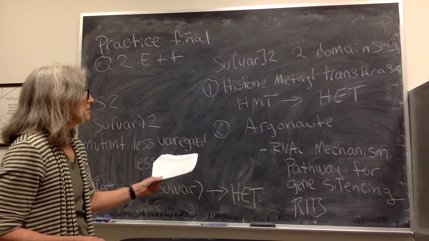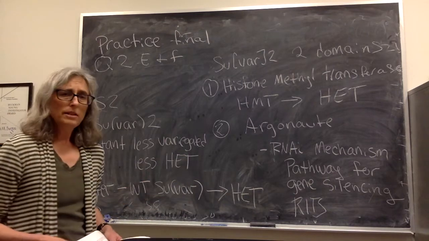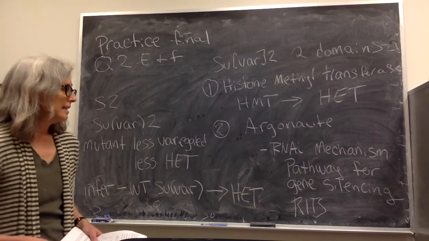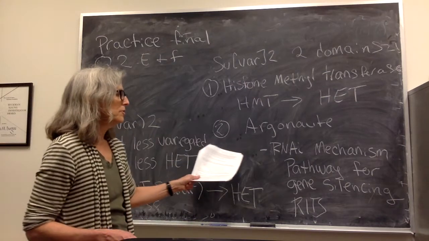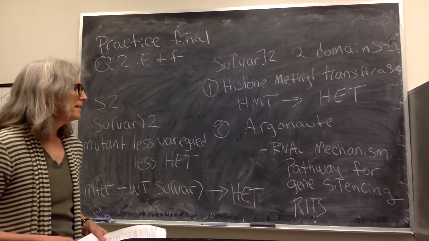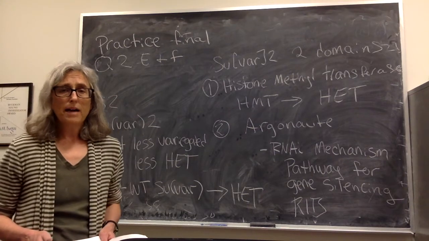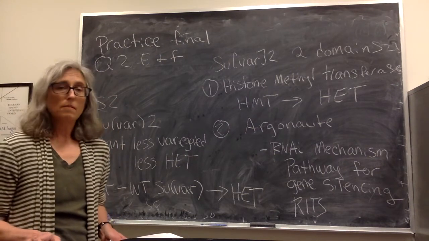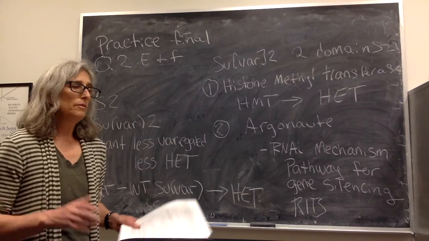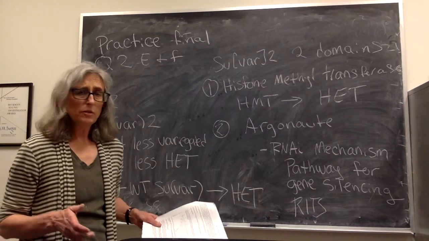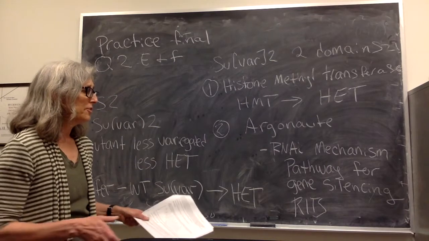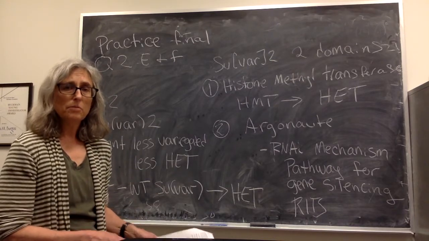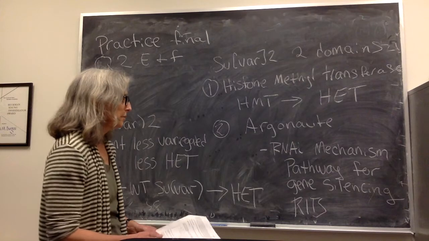The second domain was Argonaute, and so we know that Argonaute is involved in gene silencing pathways as well. Argonaute binds to small interfering RNAs, and we talked about one such pathway, using the RITS complex, where this was an Argonaute that was associated with chromatin remodeling enzymes that would be brought directly to the site of the chromosome where its action would be.